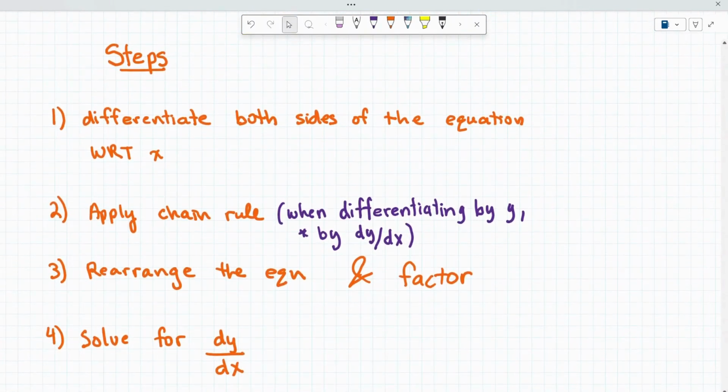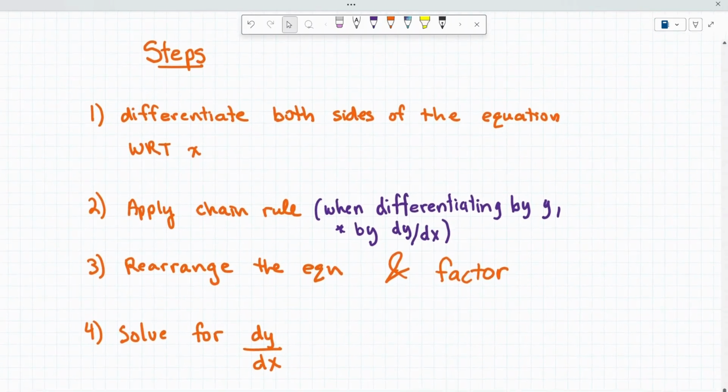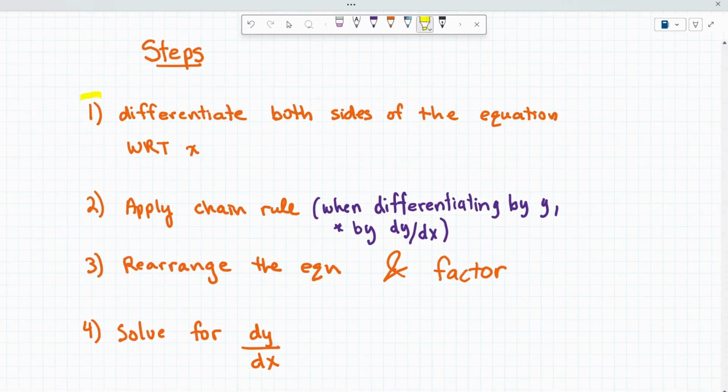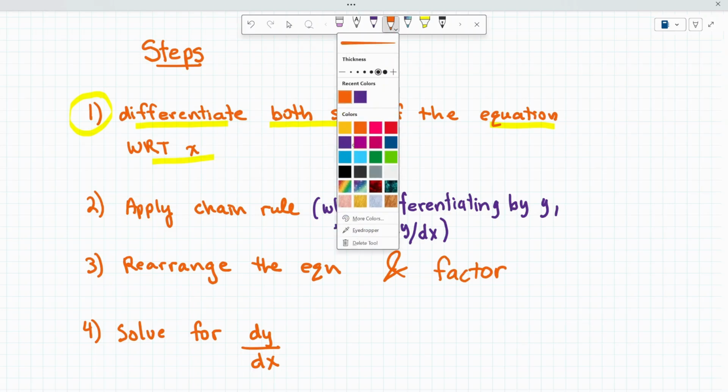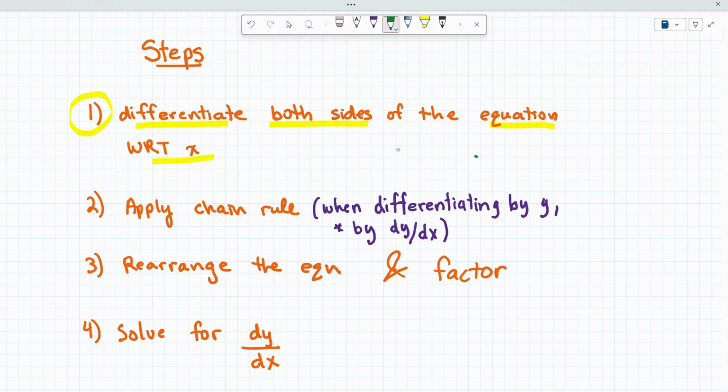Okay, so these are some steps that I have written out for all of you. Let's look at step number 1 first. When you're doing implicit differentiation, you need to start by differentiating both sides of the equation with respect to x, okay? Because like we saw before, we might have some terms of x and y on both sides of the equation, like xy plus x squared equals y cubed minus 7, for example. So in this case, we need to differentiate both sides of the equation.